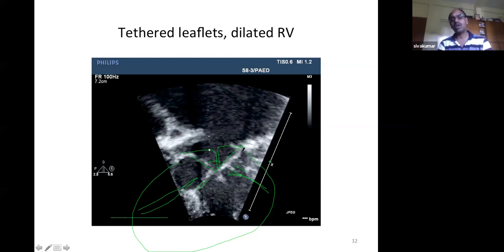the first one will be called Carpentier type 3A dysmobility, which is something similar to what we see in rheumatic mitral stenosis. And this one is Carpentier type 3B dysmobility, which is what is normally seen in patients with something like dilated cardiomyopathy or ischemic cardiomyopathy. So the difference between these two, in both these conditions, the tricuspid valve is not able to reach the plane of the tricuspid annulus at all.